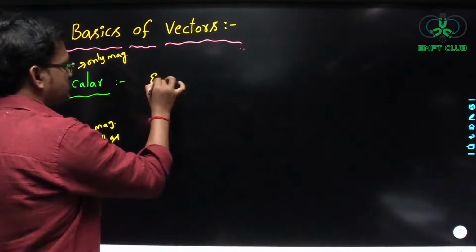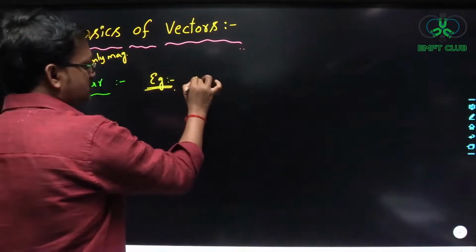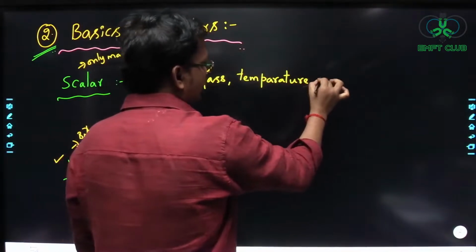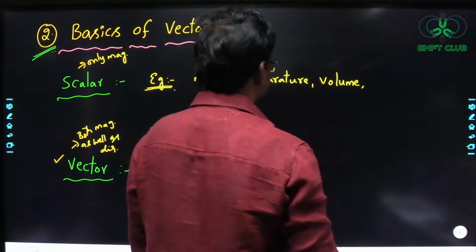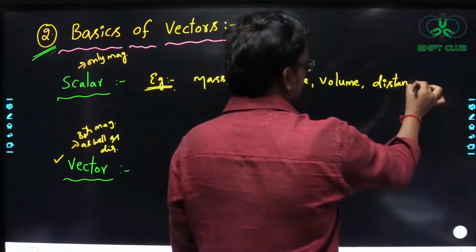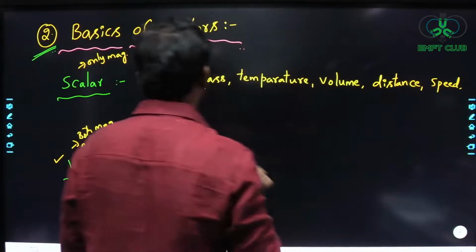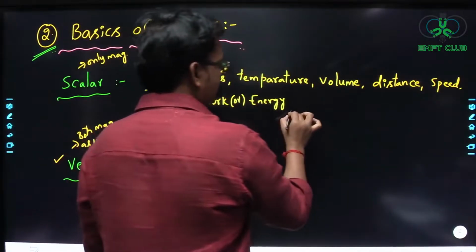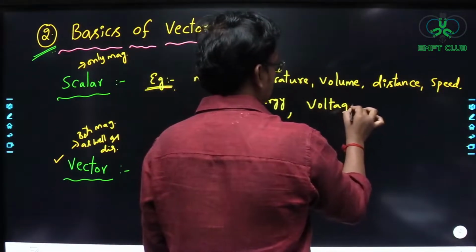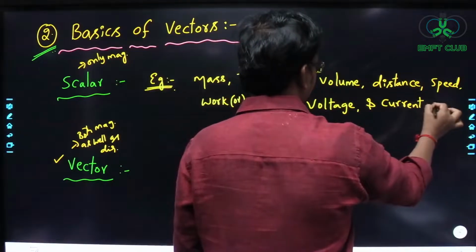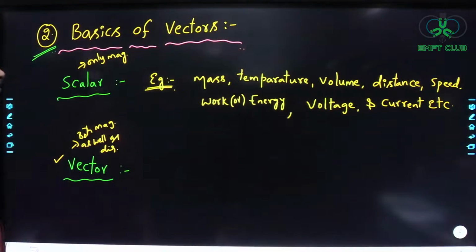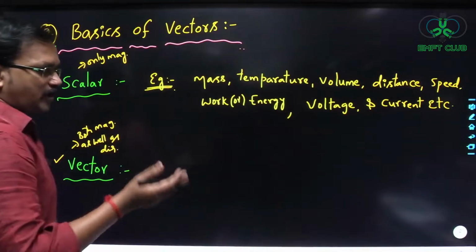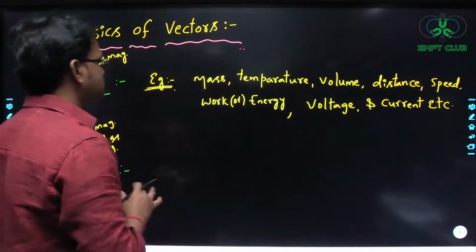Let us write the examples for scalar quantities here. The examples are mass, temperature, volume, distance, speed, work or energy, and then voltage and current, etc. So mass, temperature, volume, distance, speed, work or energy, voltage and current are some of the examples for scalar quantities.